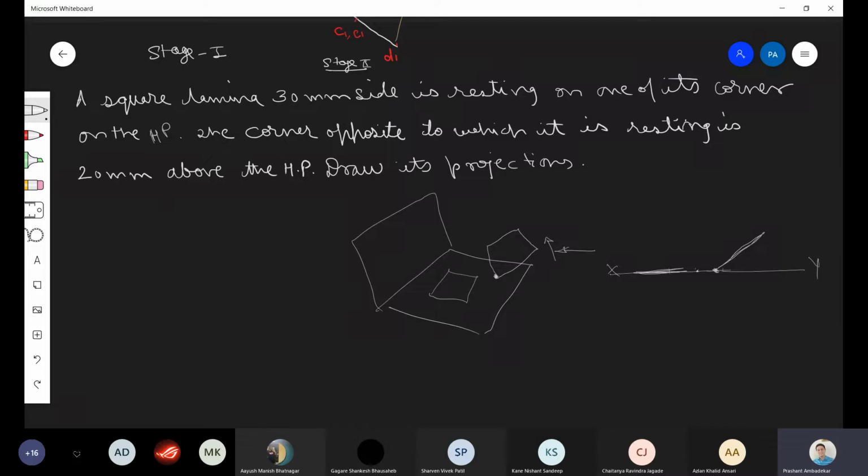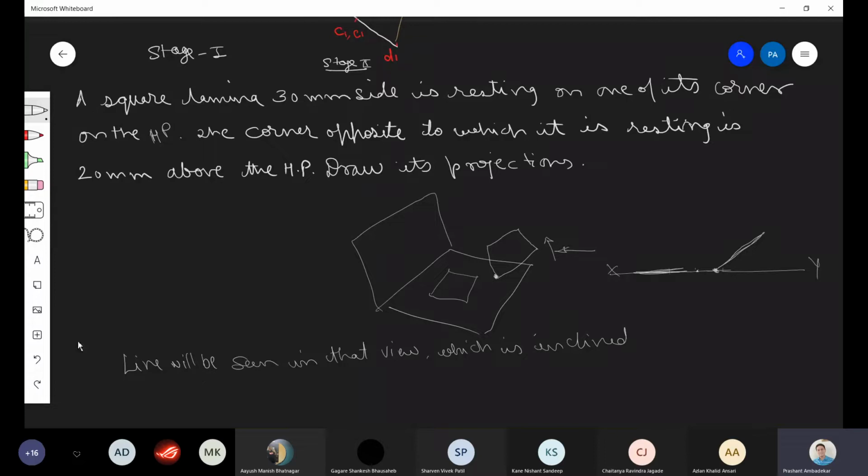You can note down this sentence: line will be seen in that view which is inclined. So you have to first understand whether it is inclined to HP or VP. If it is directly given in the question, it's okay. If it is not given in the question, we have to understand it. Like in this sum, it is not given that it is inclined to HP or VP. We have to understand it.